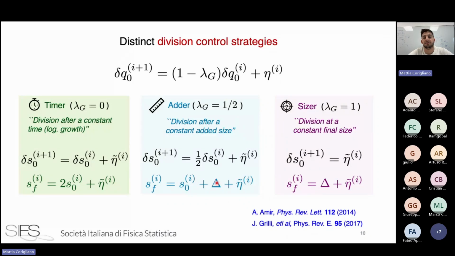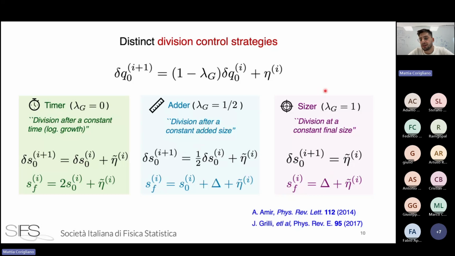And so this means that you divide according to a strategy so that you divide after adding a constant size, basically independently of your initial size. I mean, the added size is independent of the initial size. And here you can see that you are controlling size fluctuation, but you are losing memory basically exponentially in time, as in an Ornstein-Uhlenbeck process.